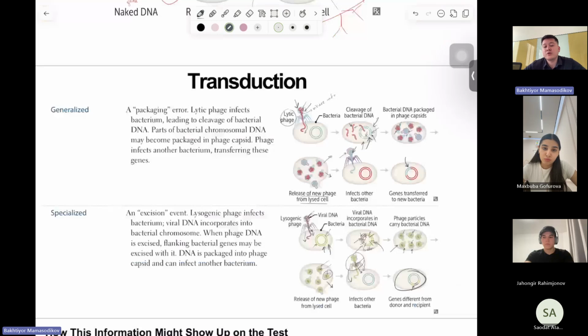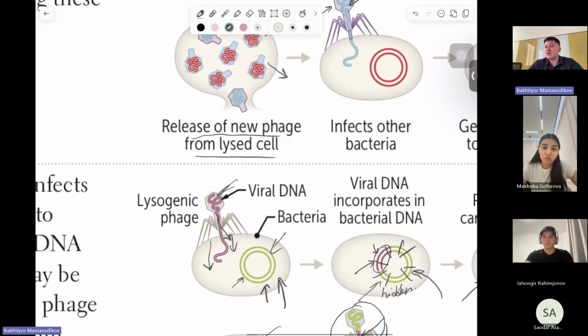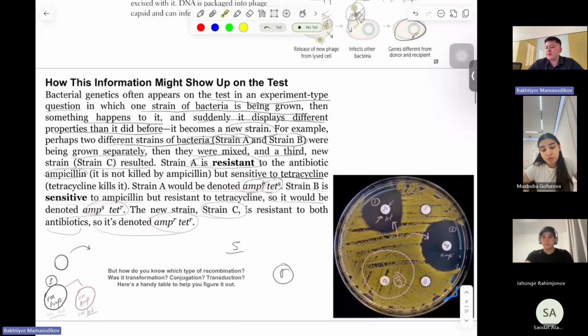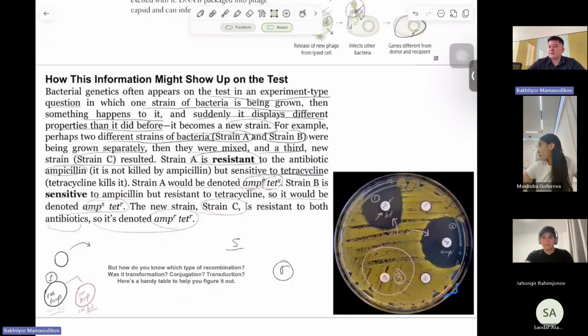Scientists also use the transduction process in genetic engineering to trace gene functions, and also for vaccine development. Some phage therapy uses viruses to kill specific bacteria by understanding how they work. What scientists are doing is injecting the normal virus to kill your toxic bacteria. Okay, good. This is actually how information might show up on the test.